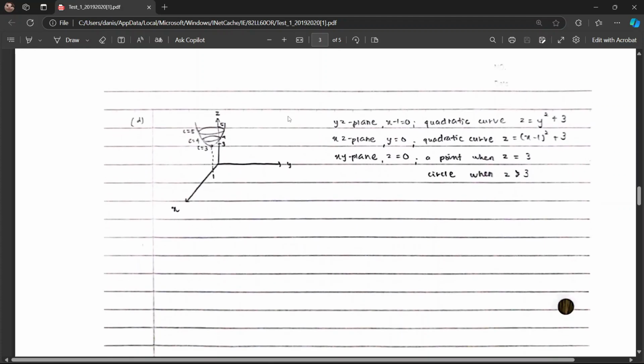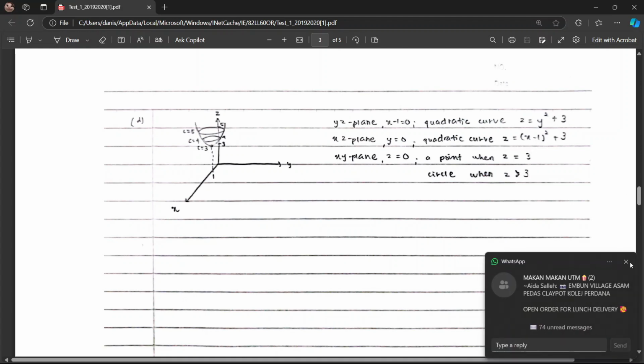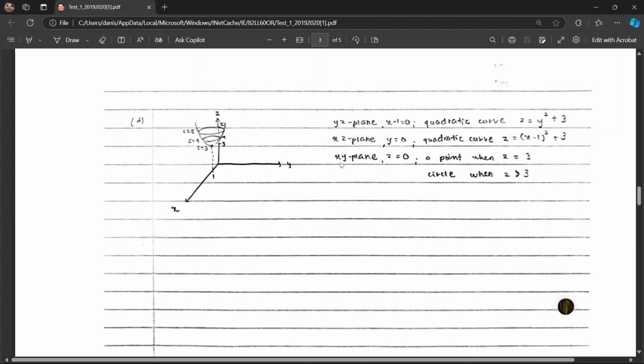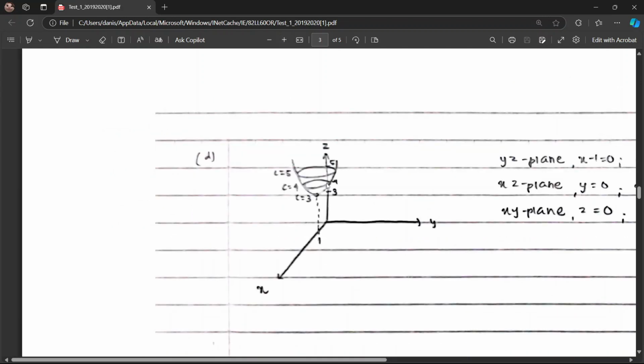So we can see that in the yz plane, it will become a quadratic curve where z equals y squared plus 3, while in the xz plane, it will also become a quadratic curve with the equation z equals (x minus 1) squared plus 3. And in the xy plane, when z equals 3, it will become a point, while z more than 3 will become a circle. So the level surface will become like this.